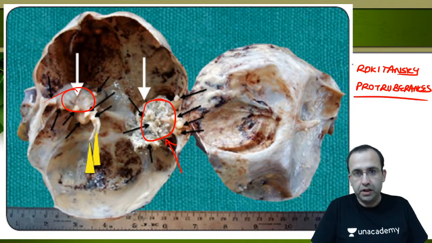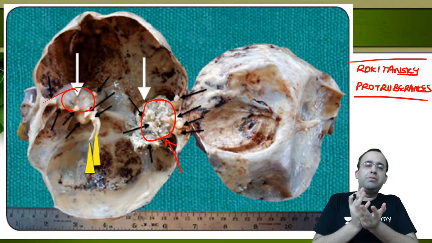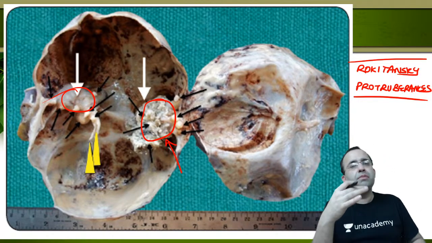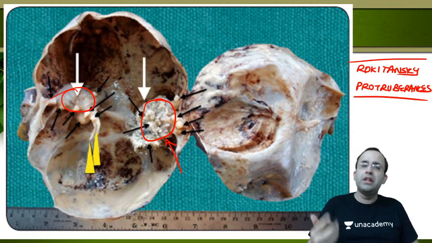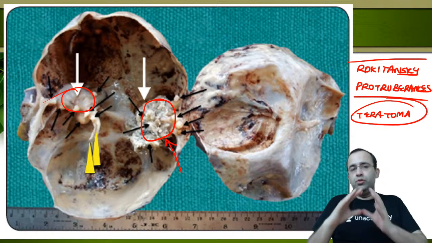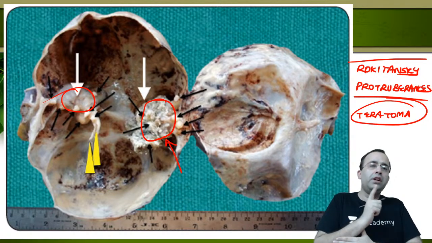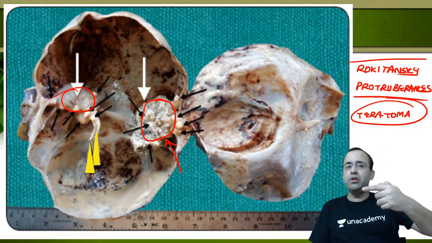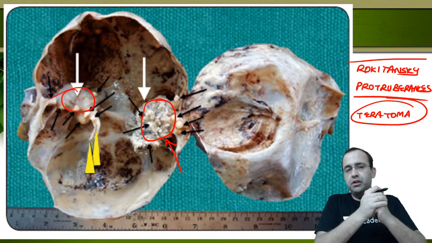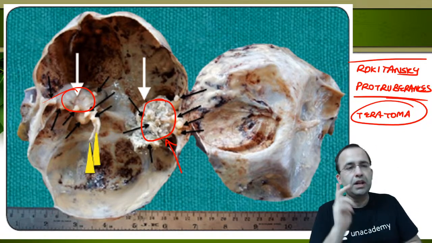Next point. All the material that has been cleared was the cheesy material, hair follicles, teeth which were extruding out. That is, this is a case of teratoma. You know that teratoma is the most common benign ovarian tumor. 30% of all ovarian tumors are the germ cell tumors, 95% of which was teratoma.